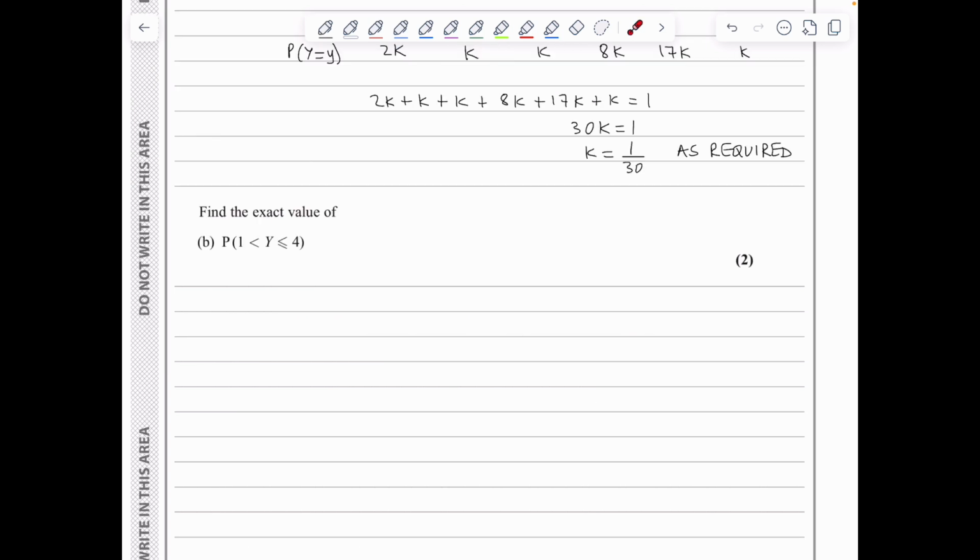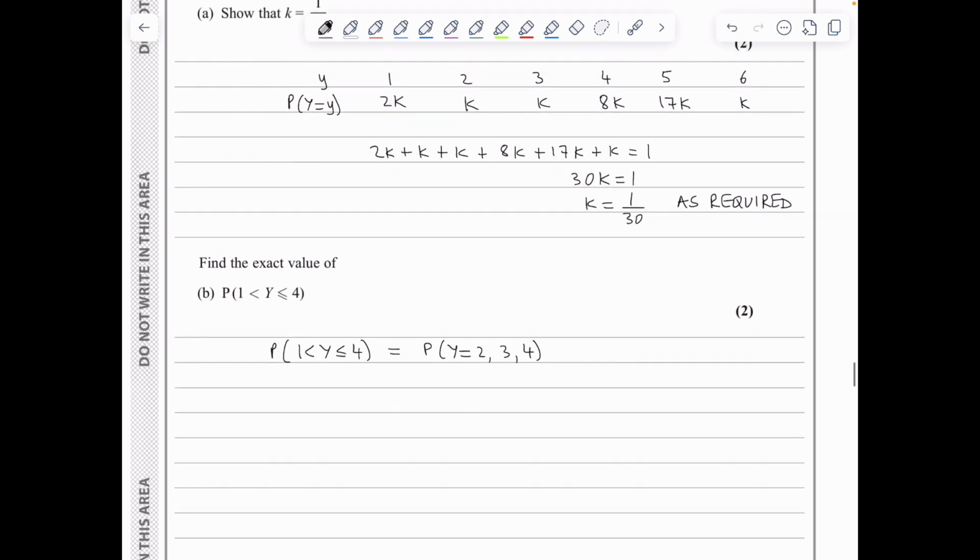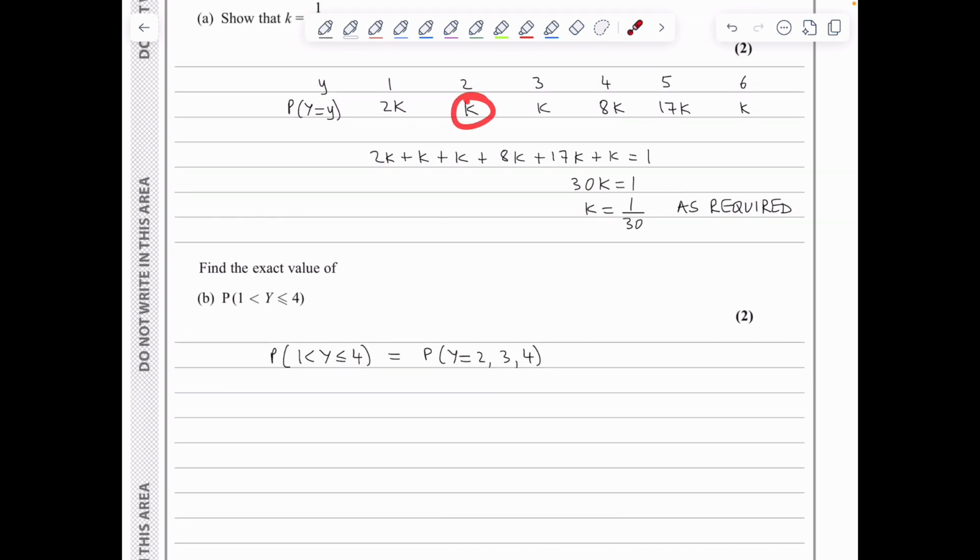In part B, we need to find the probability of y being greater than 1 but less than or equal to 4. So let me write this down. 1 less than y less than or equal to 4. This simply means that y could be 2, 3, or 4. So looking at the table of values here, it's k plus k plus 8k. So let me write this down. It's k plus k plus 8k. This gives an answer of 10k, which is 10 times 1 over 30, which simplifies to 1 over 3.